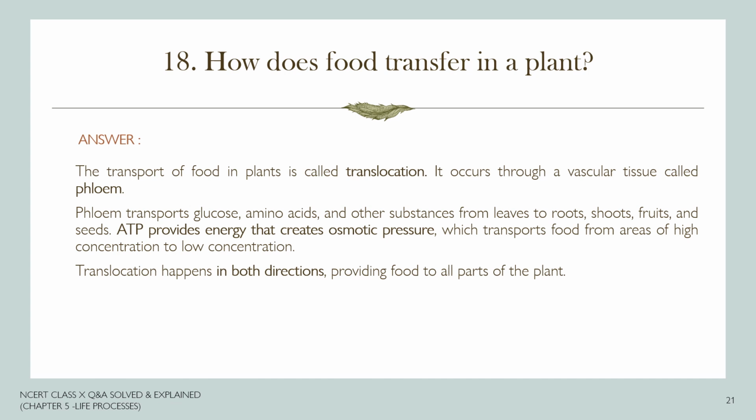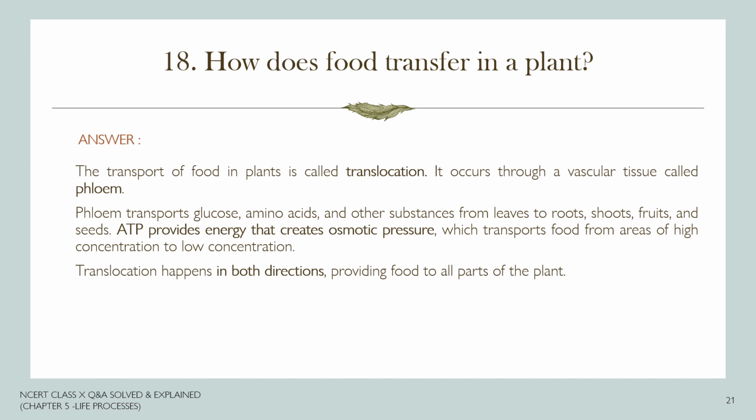How does food transfer in a plant? So transport of food is known as translocation. It happens using phloem. There is ATP which provides energy that creates an osmotic pressure, and thus food moves from a region of higher concentration to a region of lower concentration. Translocation happens in both the directions.